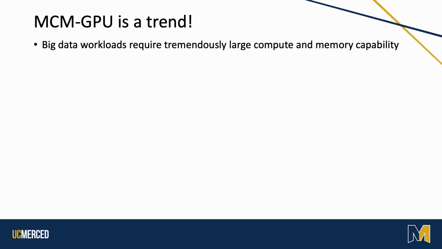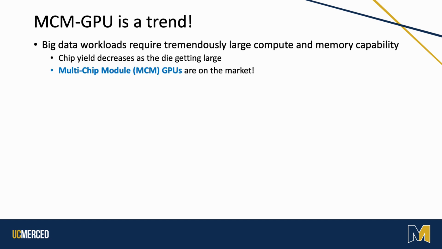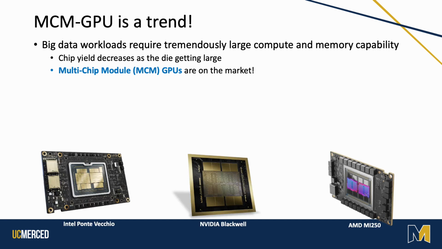Recent emerging applications like deep learning require tremendously large computer memory resources. Due to its superior performance, GPUs are the de facto standard accelerator for those applications. While the application keeps scaling up, it is hard for a single die GPU to catch up with the trend as the chip yield decreases and the die becomes larger. Therefore, GPU vendors choose to produce multi-chip module GPUs, or MCM GPUs.